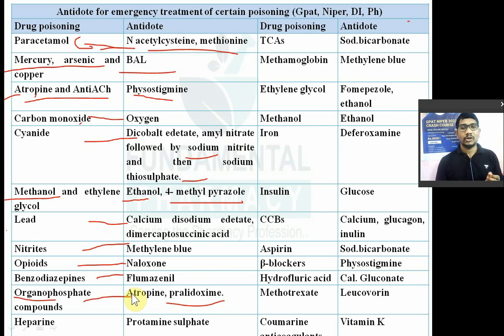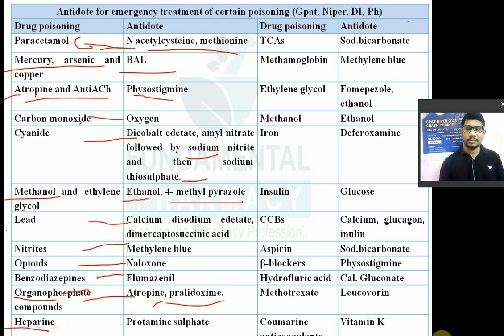Now pralidoxime is known as 2-PAM, a cholinesterase activator, and it is used in poisoning with organophosphate compounds. So pralidoxime is the specific antidote for organophosphate compounds. You have to remember pralidoxime is the specific antidote for organophosphate poisoning. Okay, pralidoxime.